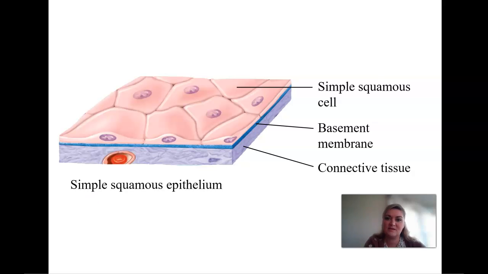This is what it looks like. One layer, flat, has a basement membrane, has its connective tissue. Over to the side here, in this area, sorry, it didn't draw correctly, but that is going to be your blood vessel, and you see that red blood cell there just to show you how close these blood vessels are, but they don't actually go into the cells, so those cells are considered avascular.